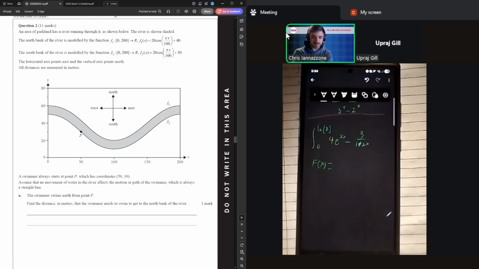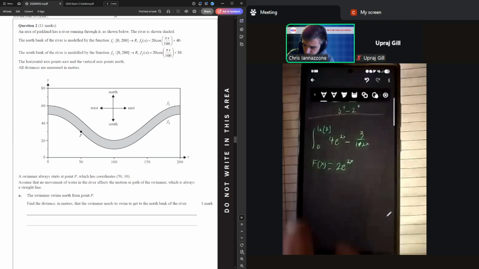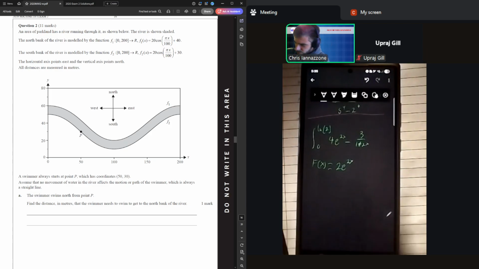Antidiffing this, what do you think is going to be? The 4e^(2x) is definitely the easier of the two to antidiff. Ideally you do those one at a time. 2e to the power of 2x, yeah, because you're just dividing by that coefficient. Yep. 2e^(2x). And then this one's probably the more challenging one. See how you go with it first before I give any particular advice.